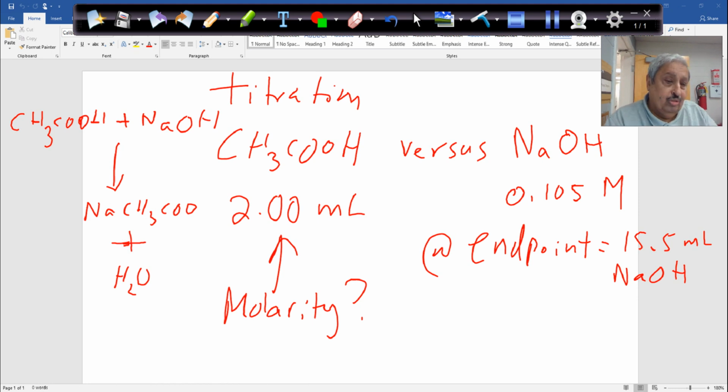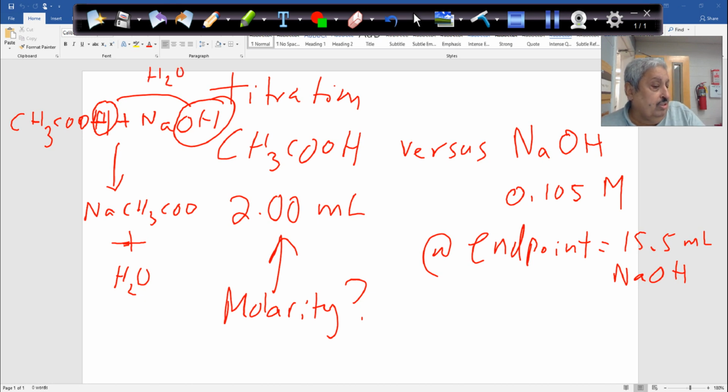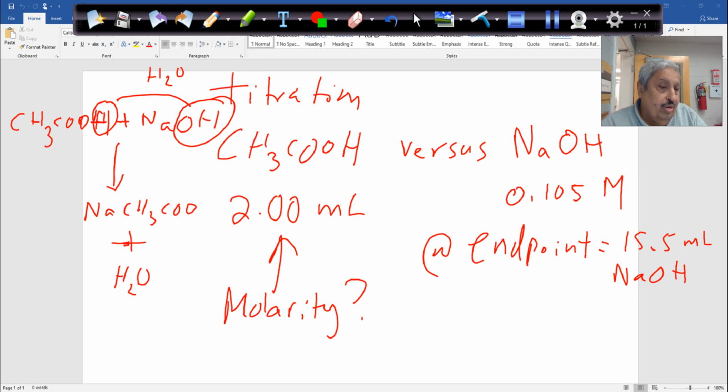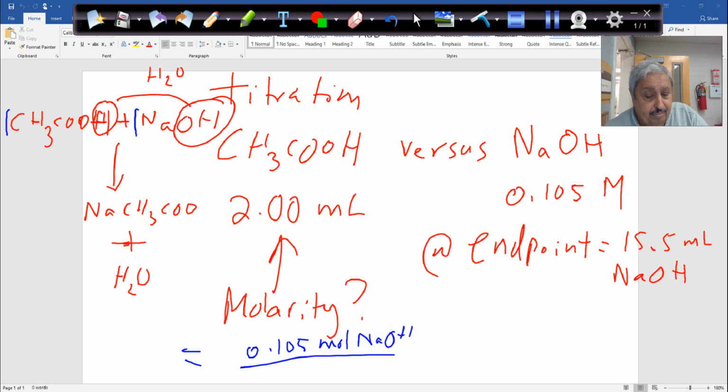So plus H2O. The OH here will take the H of the acid to make H2O. That's here, H2O. Correct? Then sodium acetate is the salt. If you look at the whole mole ratio here, it is 1 mole to 1 mole. Correct? So the molarity is given to you: 0.105 mole of sodium hydroxide per liter of sodium hydroxide.